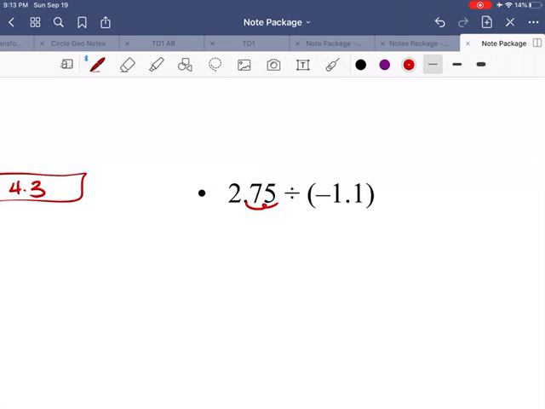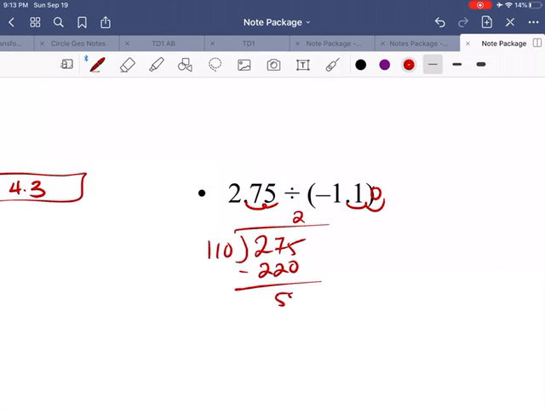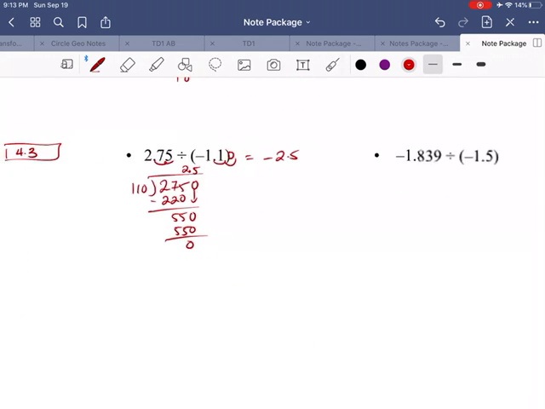Okay, got to move this twice. So I got to move that twice and put in a 0. So 275 divided by 110. Looks like it goes in twice to get 220. And then 5. And I got to put in a decimal. So this equals negative 2.5. Okay.